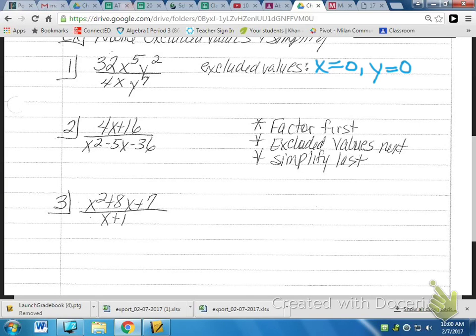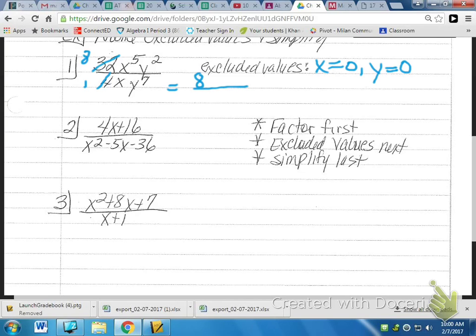Okay, now simplifying this monomial. The 32 and the 4 you would simplify like you would any other fraction. You'd cancel out what they have in common, which would be what? 4. You divide them both by 4. So the bottom would become a 1 and the 32 would become 8. So I'm going to start this problem over here like this. I'm going to have an 8 on top. I'm not going to write that 1 on the bottom because if it would just be a 1, we wouldn't write it anyway.